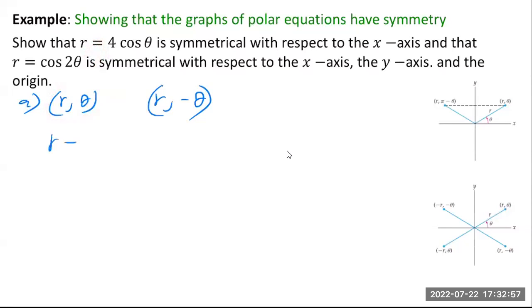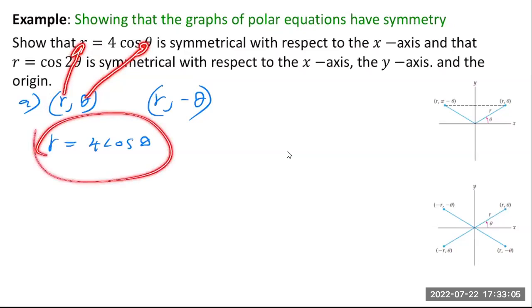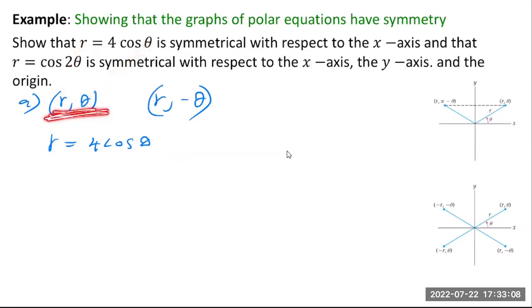Then we have r is equal to 4 cosine theta, right? You plug in this theta for theta and r for r, then it should satisfy that equation. That's what we mean by the point r comma theta is on the graph of r is equal to 4 cosine theta. Now we need to show that this point is also on the same graph. For that, I'm going to plug in minus theta in this part and then show that I get the same r as the previous r. Let me plug in this minus theta angle in that expression. I will get 4 times cosine minus theta.